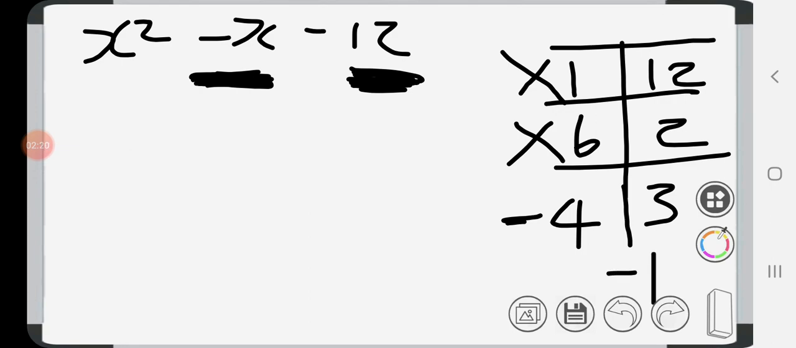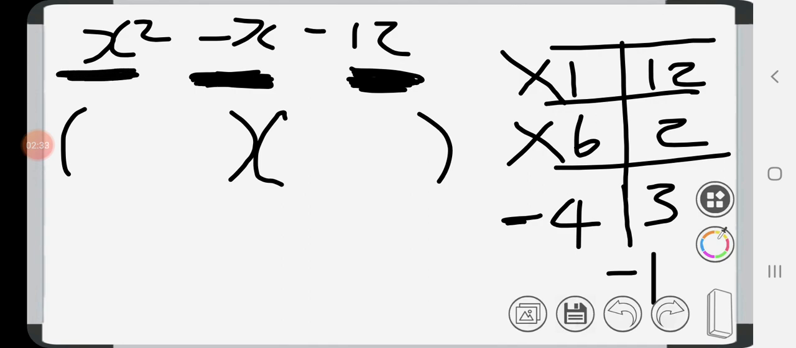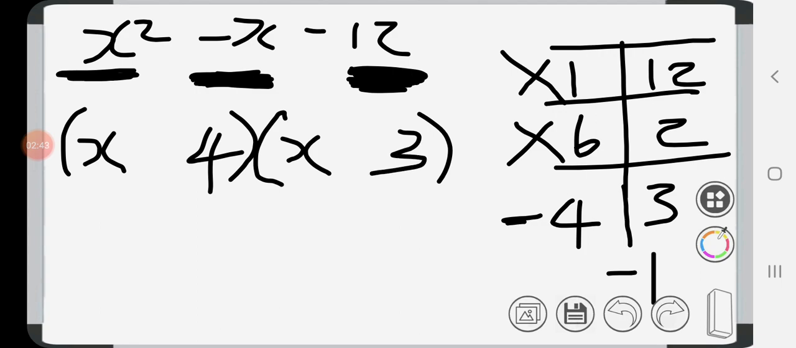Now that we know that, we did some analysis on the side before we factorize, so we can factorize with confidence. We open brackets, and for this x squared to multiply out, we need x and an x. For this 12 to multiply out, we need a 4 and a 3. We also know that we need the remainder to be negative, so the bigger number must be negative, so the other one must be positive. Now let's try this out to see if it actually works.